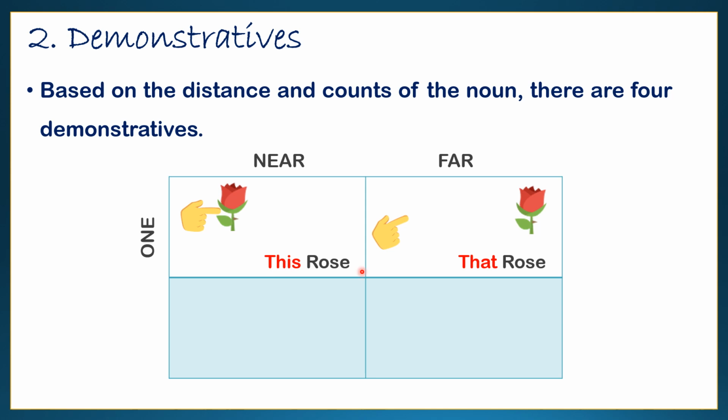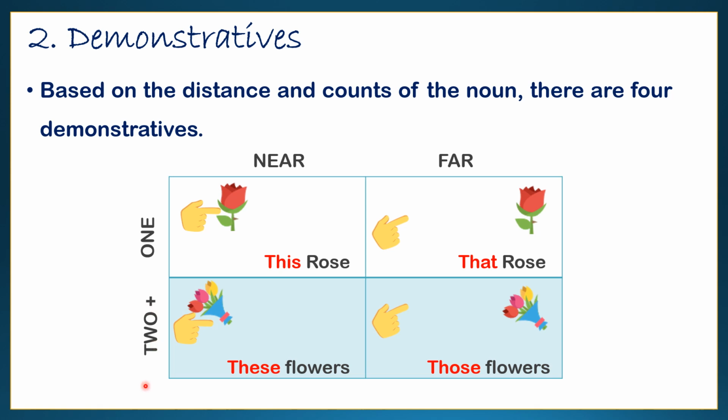So this and that, both of them are determiners used only for singular nouns. Now let us see for plural. If the noun is plural, if it is nearby, then we say these. If it is far away, then we use those. So the 4 demonstratives are this, that, these, those. If they are close by, then we use this and these. If the noun is far away, then we say that or those.